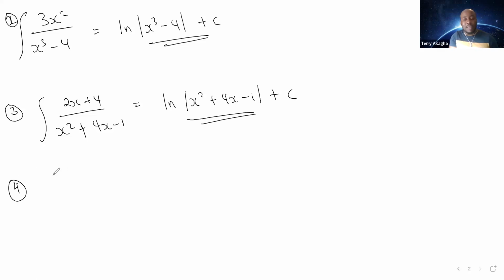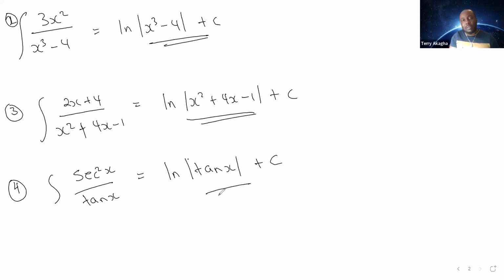Let's pick another one. Let's make it trigonometry now. Let's say we have sec squared x divided by tan x. Now, when you differentiate tan x, it's going to give you sec squared x. So the answer is going to be ln tan x plus c. Is this making sense? So if you check, the numerator is the derivative of the denominator. When you differentiate it, the answer is going to be the ln of the denominator.